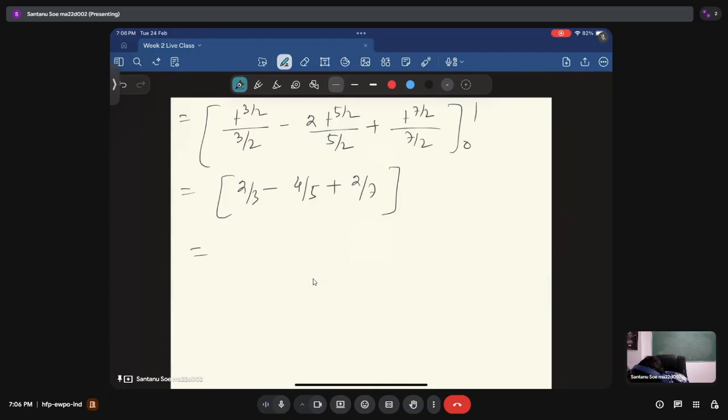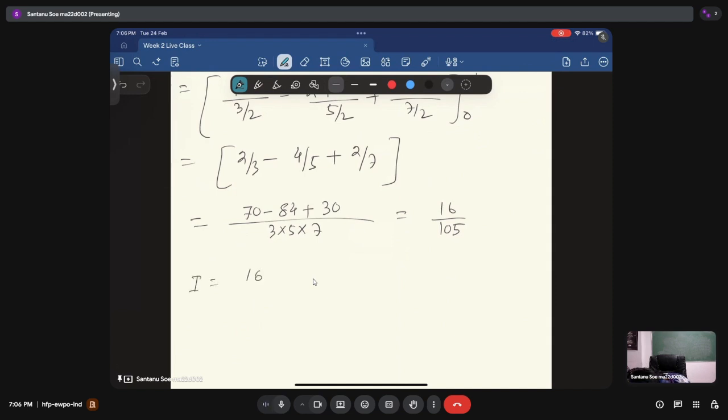So this is going to be, with a common denominator of 3 into 5 into 7, 70 minus 84 plus 30. So this is 16 divided by 105. Okay. So our integration value is 16 divided by 105, integration 0 to 1 of square root of v times square root of 1 minus v dv. Okay.